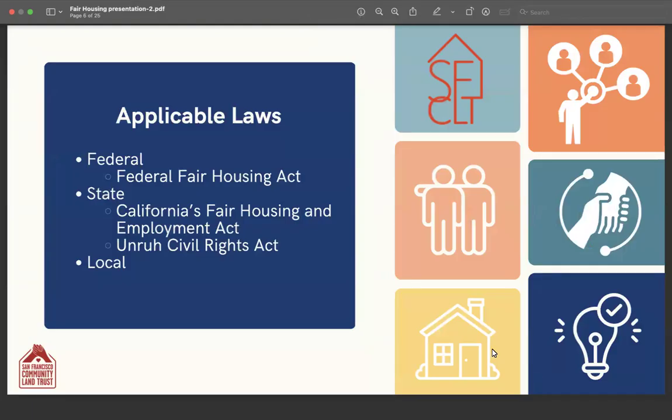So, when we're talking about applicable law on the federal level, we're going to look mainly at the Federal Fair Housing Act. And on the state of California level, looking at the Fair Housing and Employment Act, the Unruh Civil Rights Act. We're not going to specifically talk on the local level because it does depend on your county and local jurisdiction. But when it comes to that area of the law, it's usually around local preferences, and I'll discuss that more in the resident selection part of today's presentation.